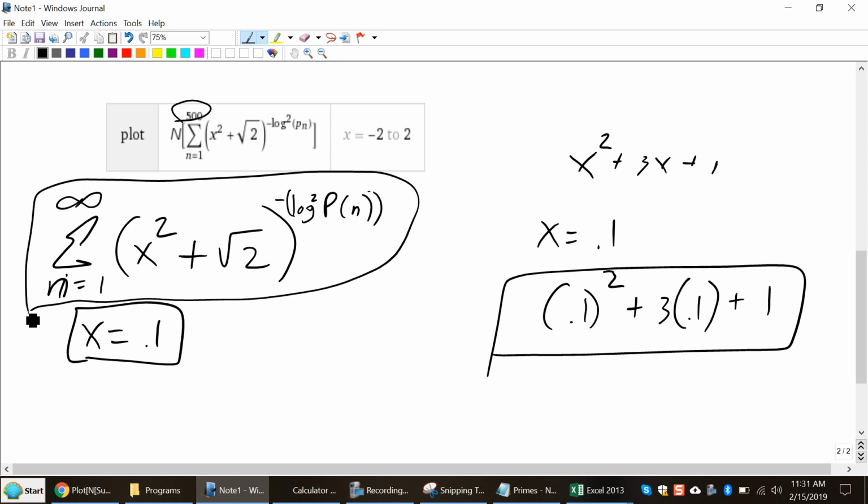So how do you solve that? Well, you say, okay, let's figure out what the first prime number is. That's 2. I'm going to take the log of 2, square it, take the negative of that, and then raise this quantity to that power, hold on to it, then search for the next prime number. That's 3. We'll take the log of 3, square it, take the negative of it, and raise this quantity to that power. Search for the next prime, that's 5, and so on. So you see how that's a little bit of work? That makes sense? All right.